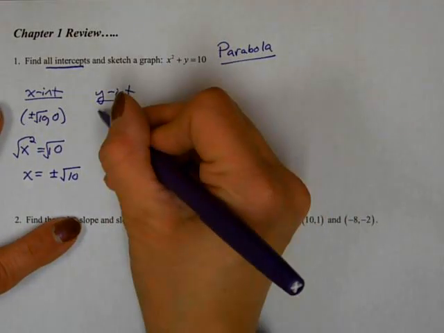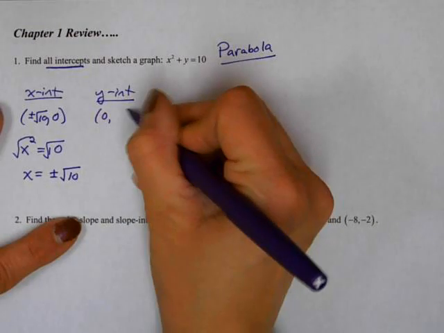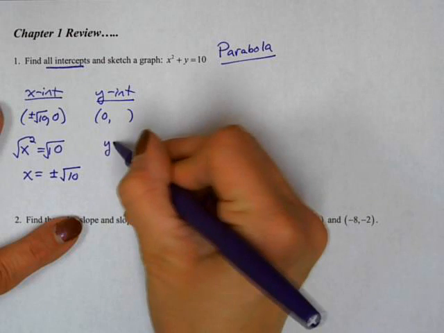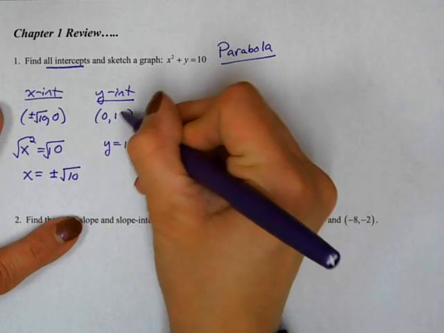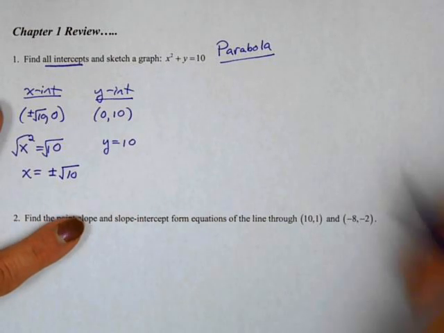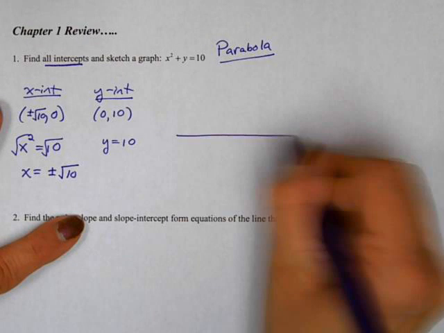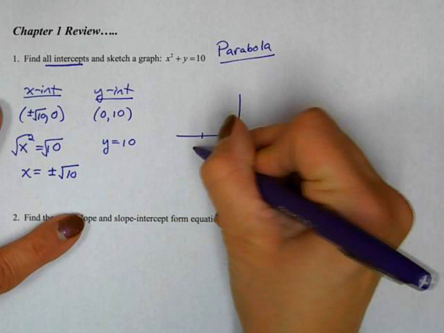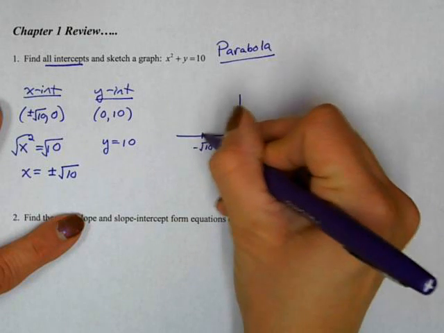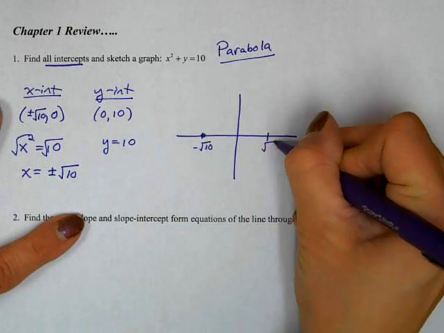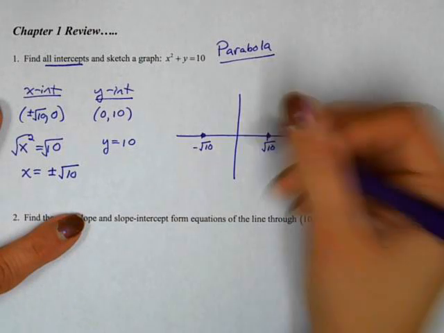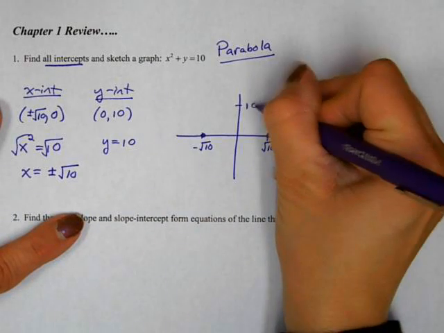The y-intercept is found by letting the x number be 0. So if x is 0, then we get y equals 10. So we've got intercepts like that. If I put this on a graph, we're going to have negative square root of 10 and positive square root of 10. And the y-intercept is positive 10.